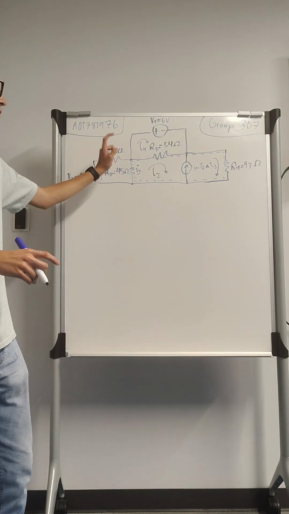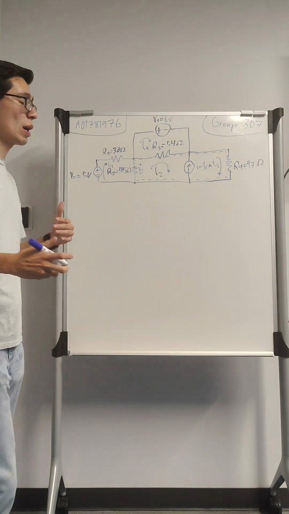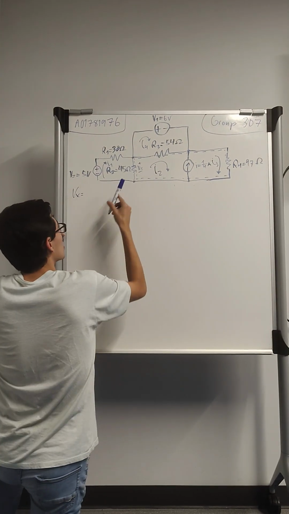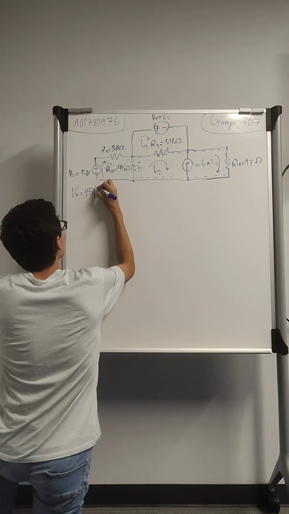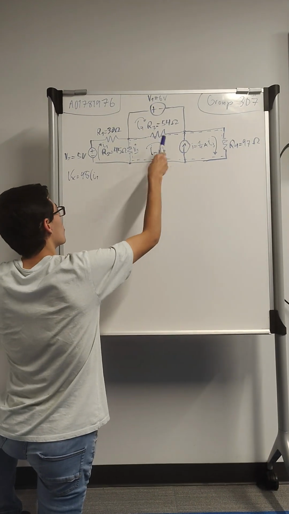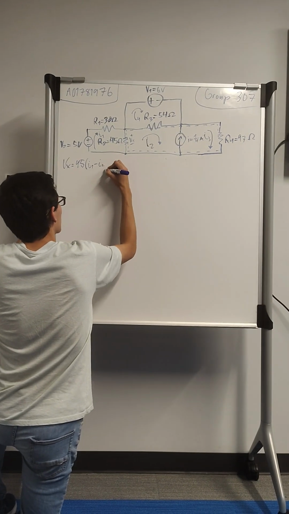So first off, I'm going to find voltages, one of the questions we have to answer. So first off, Vx, following Ohm's law, equals 45 times the current entering and exiting. So I1 enters down the positive terminal minus I2 down the negative terminal.